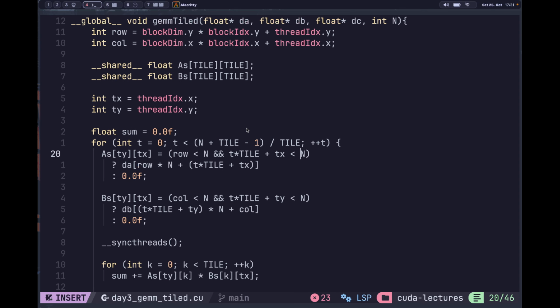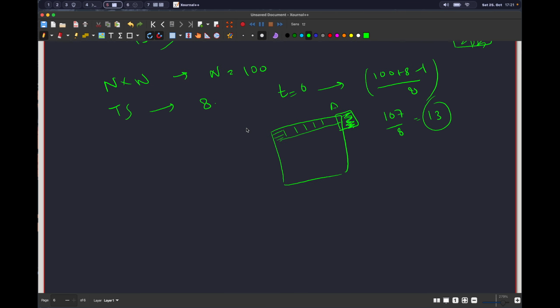Now, we are just doing a quick bound check that if row is less than n and t dot tile plus tx is less than n. A lot of people will get confused about why we are doing this check and where this t dot tile plus tx is coming from.